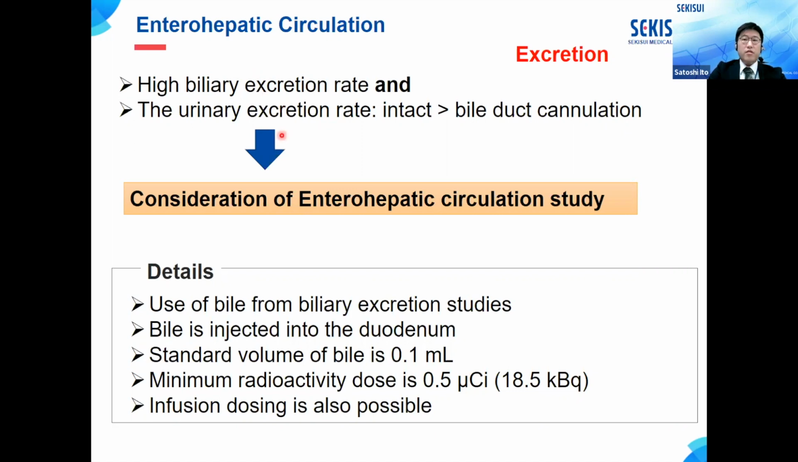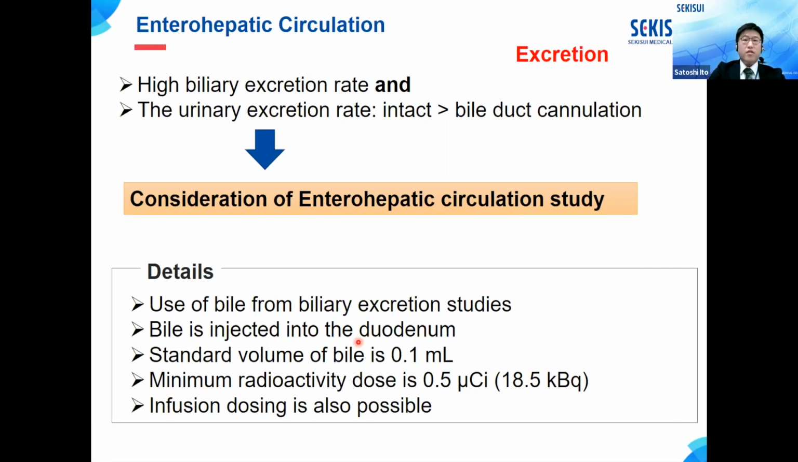Bile collected in the bile excretion study is injected into the duodenum of animals that have undergone the cannulation procedure so that the bile can be collected. The radioactivity of the injected bile should be at least 0.5 microcurie, and the volume of the bile should be less than 0.1 milliliter.